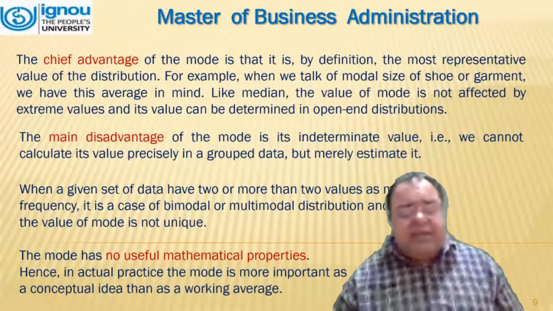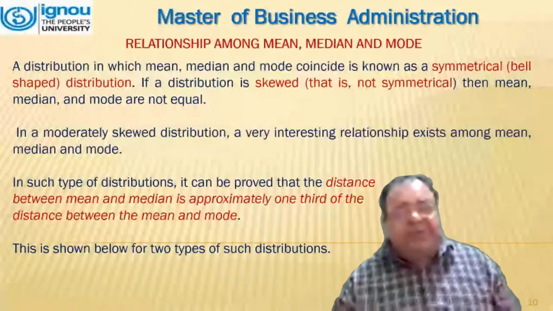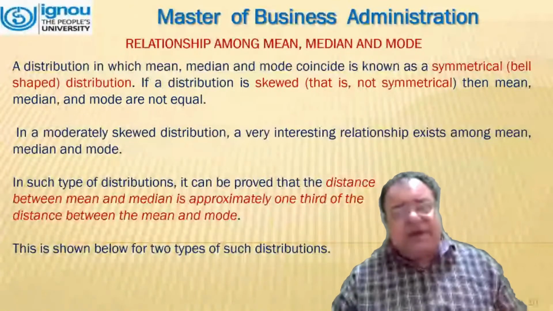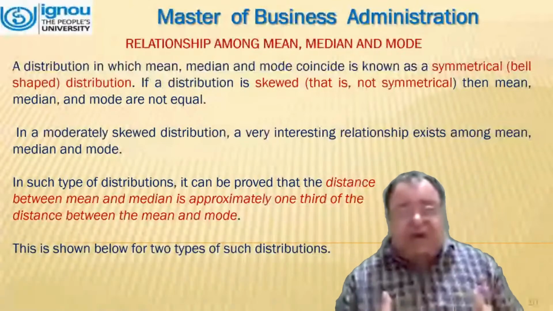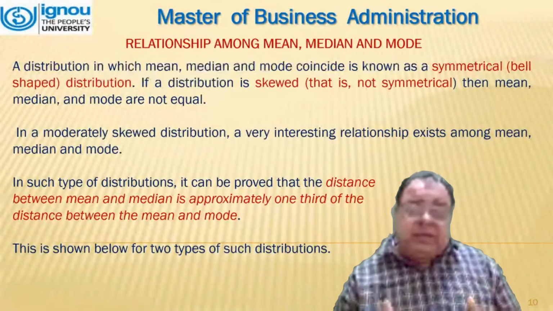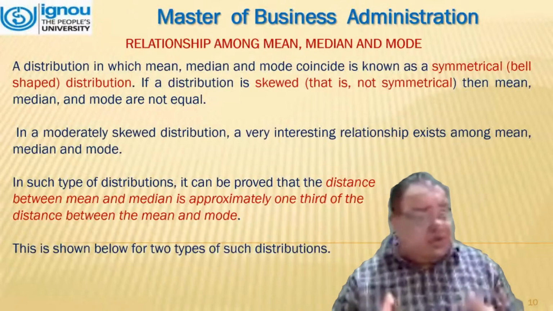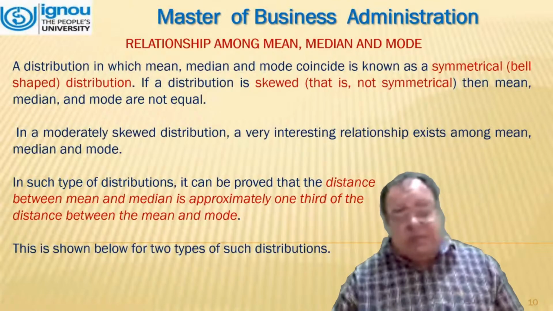See, there exists an empirical relation between mean, median, and mode. A distribution in which mean, median, and mode coincide is known as a symmetrical bell-shaped distribution. This bell-shaped word will be used in normal distribution. If a distribution is skewed, that is, not symmetrical, then mean, mode, and median will not be equal.